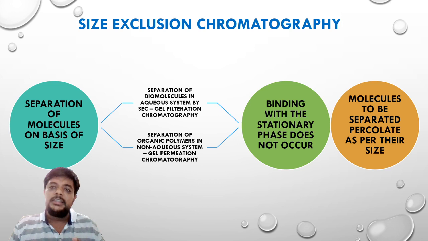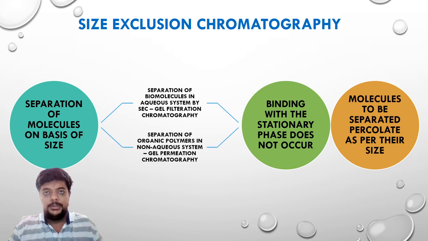Whenever we say size exclusion chromatography, it is based on separation of molecules on the basis of size. It means that separation of biomolecules in aqueous system is equivalent to gel filtration chromatography. Similarly, separation of organic polymers in non-aqueous system is equal to gel permeation chromatography.